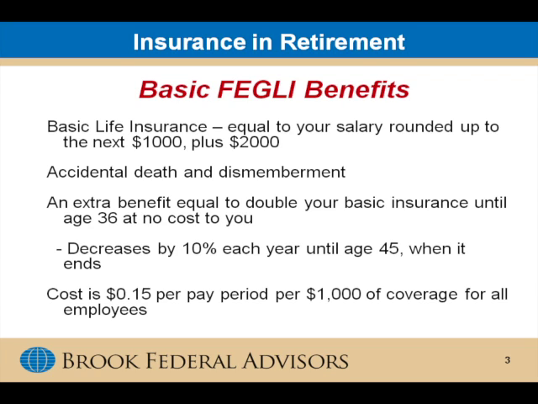There's also accidental death and dismemberment coverage, and an extra benefit that doubles your basic coverage until age 36, and then continues to be increased proportionally all the way down to age 45. It drops by 10% per year, but you do get that extra coverage level up until age 45. The cost for basic for all employees is 15 cents per pay period per $1,000 of coverage.